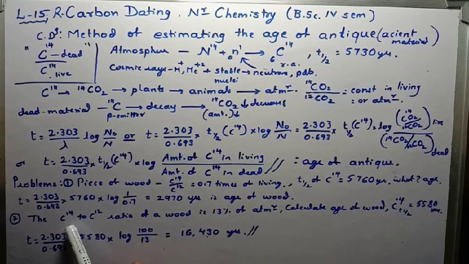Similarly, in another problem, the C14 to C12 ratio of a wood is 13% of that of the atmosphere. Calculate the age of the wood. They have given the half-life of carbon 14 as 5580 years. Putting the same values, here it is 100 and they have mentioned 13%, and the result is that the wood piece is 16,430 years of age.